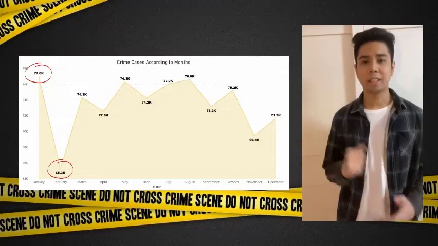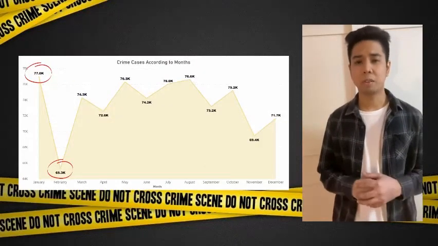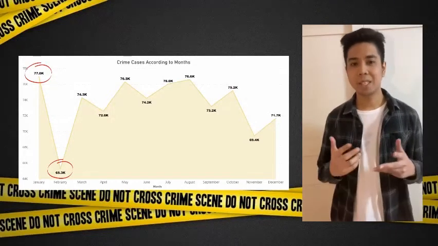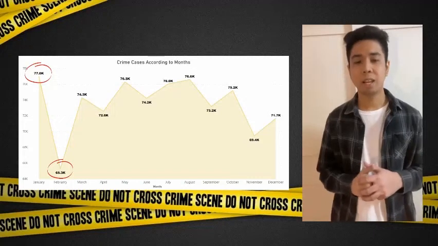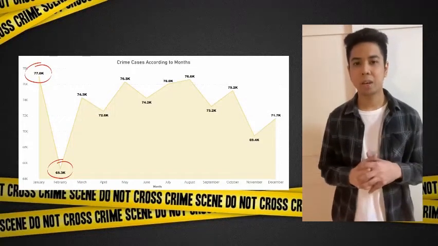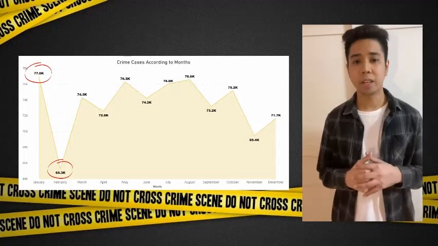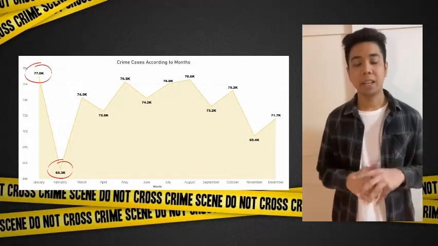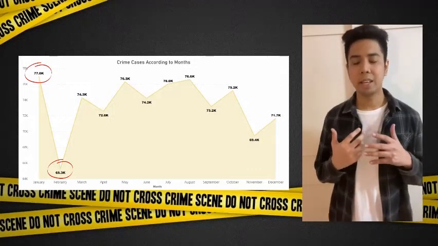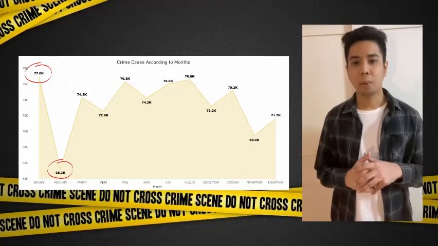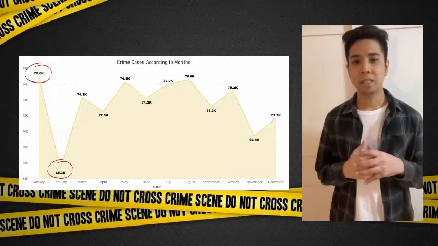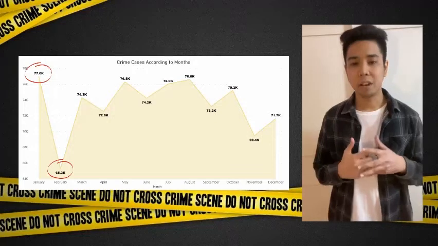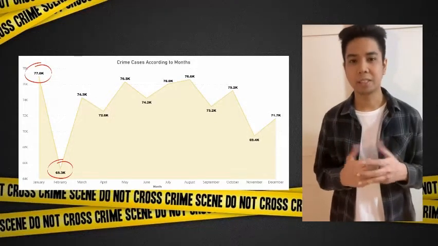The first chart describes the overall number of crime cases occurred according to months. It can be seen that the majority, 77,000 crime cases, occurred in January as compared to other months. Then there is a decreasing pattern where the crime cases occurred the lowest in February, which are 65.3 thousand crime cases.